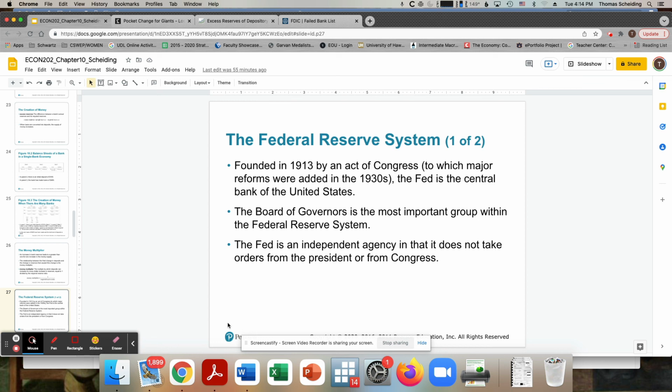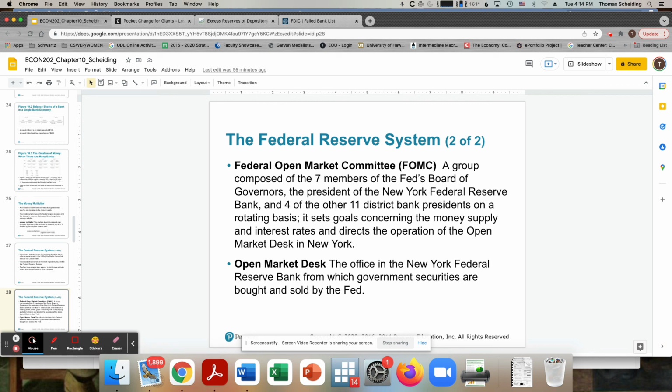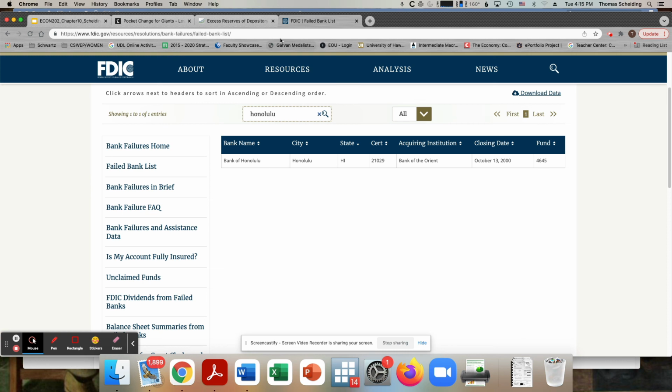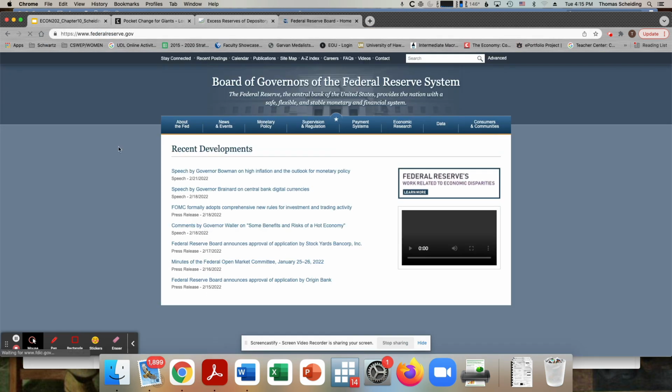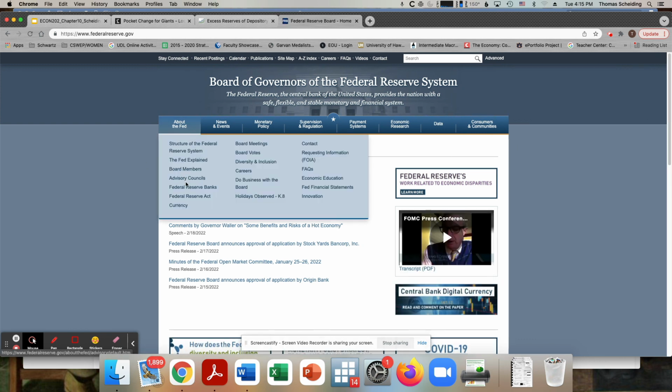It's independent. I think the best example we have of that is Trump wasn't entirely happy with Jerome Powell, but at the end of the day, there wasn't much he could do about it. So the most important group within the Federal Reserve System is the Board of Governors, and the Board of Governors has 7 individuals on it. Those 7 individuals. Let's just actually look at who they are. Right now, the Biden administration is empowered to appoint many of the members because many of their appointments had just expired.